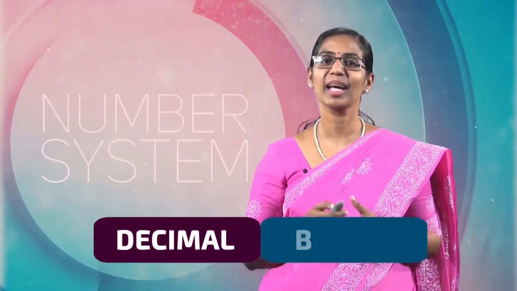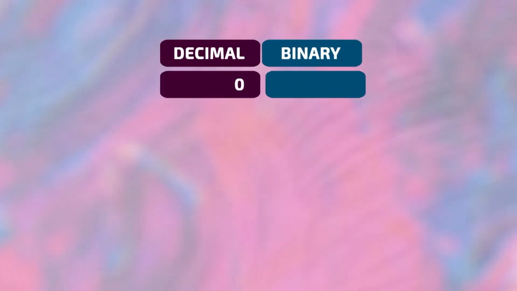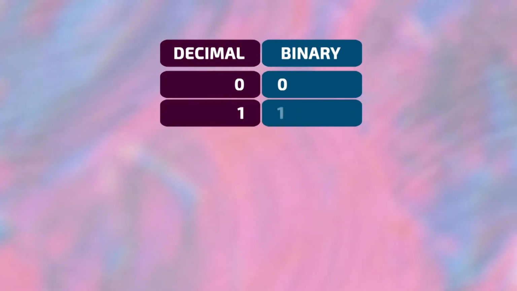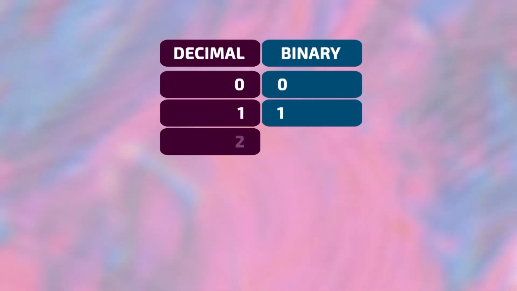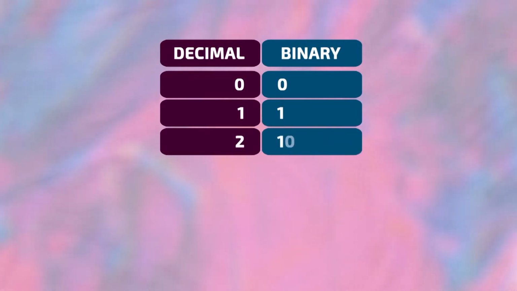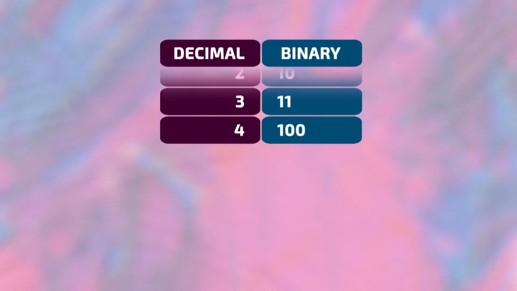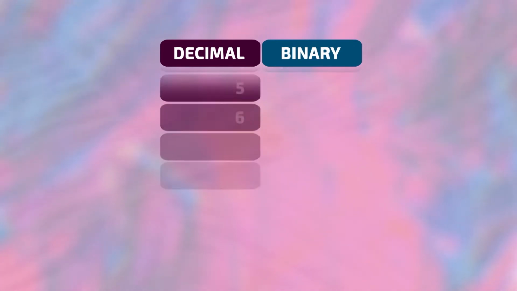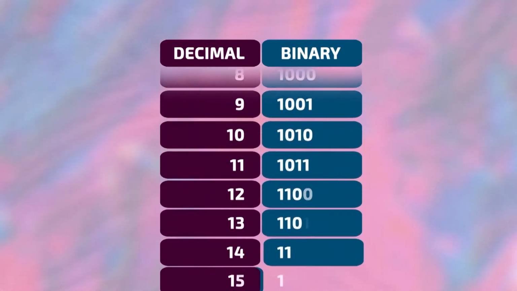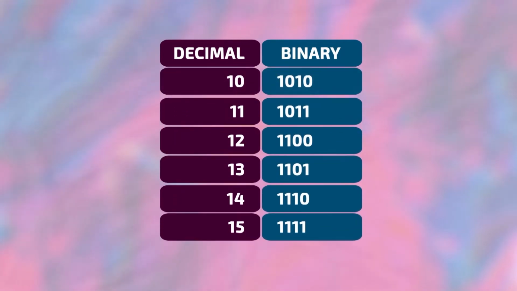The table given here shows you the first 16 binary numbers and corresponding decimal values. For decimal 0, it is 0 in binary. For decimal 1, it is 1 in binary. Then for 2, it is 1 0. For 3, 1 1. Then for 4, 1 0 0, and it goes on. And finally for 15, it is 1 1 1 1.